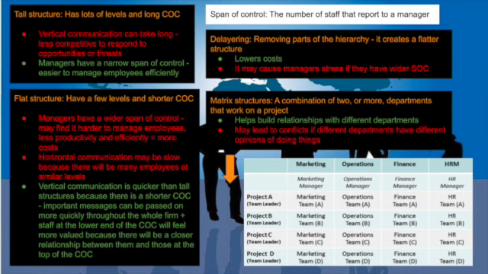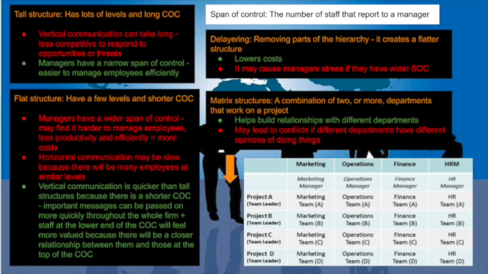Now, delayering, which is something that is unlikely to come up but you should just know of, is removing parts of the hierarchy so it creates a flatter structure. You may remove that one team leader that's not needed, so it lowers your cost, but it may cause managers more stress if they have a wider span of control and are controlling more people.